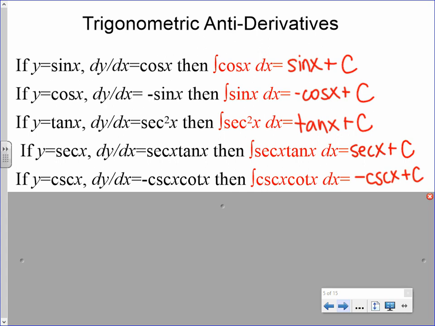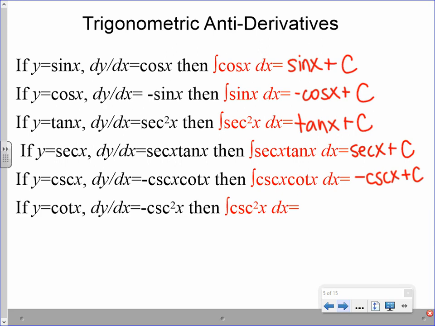In my opinion, if you know your derivatives, you should know your antiderivatives. Okay? If you know one, I think you can get the other. But these, plus the next one we do, are all ones that need to be up here, not only for tomorrow, but for next semester. Okay? Last but not least, the derivative of cotangent is negative cosecant squared. So if we have the antiderivative of cosecant squared, that will be negative cotangent.